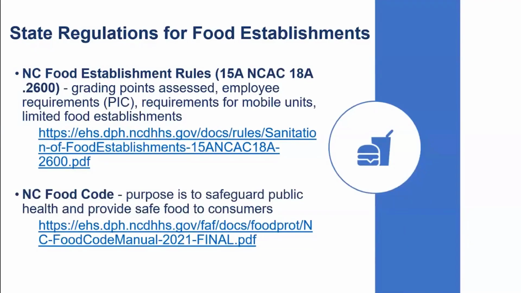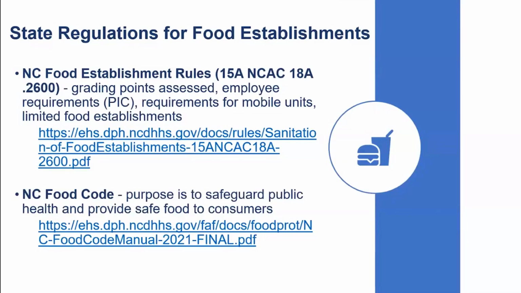There are 2 different sets of state regulations for food establishments that provide the basis for our HACCP plan templates. One set comes from our state general statutes. Your health inspector may refer to these as the 2600 rules. Among other things, these rules impact how inspection points and grades are assessed and provide requirements for the person in charge. The first link you see on the screen will take you to these rules.